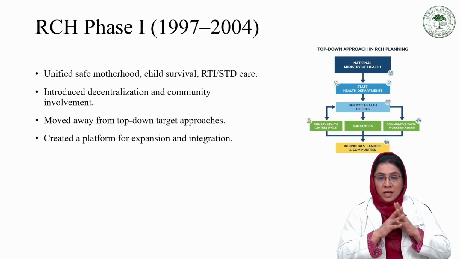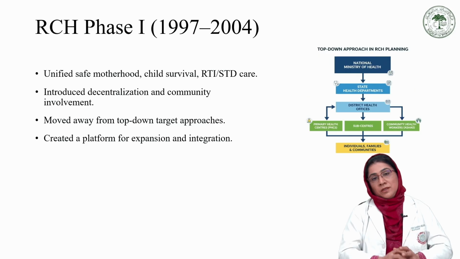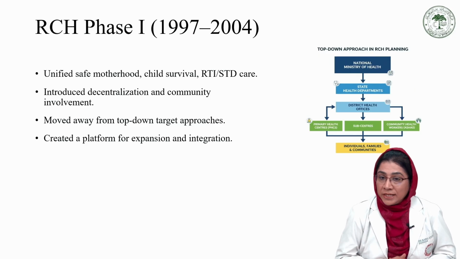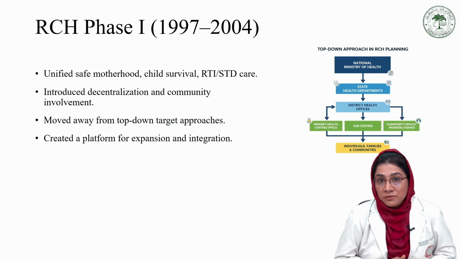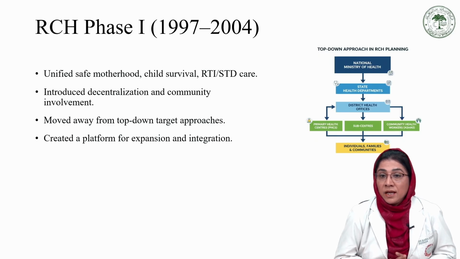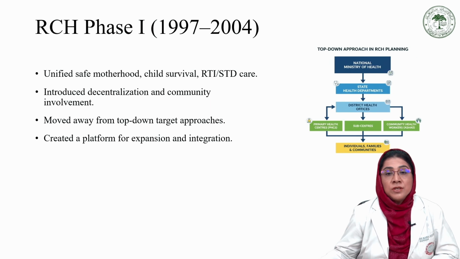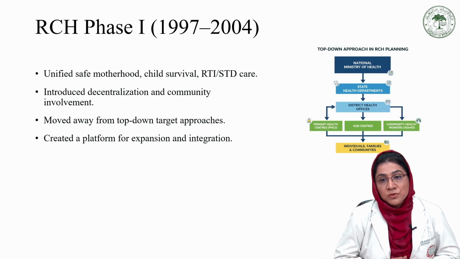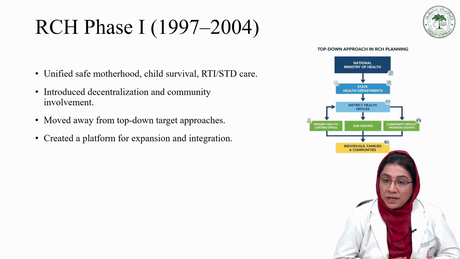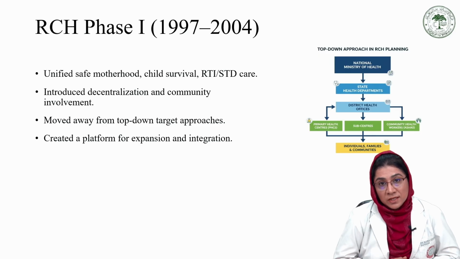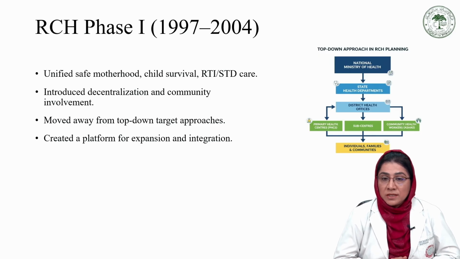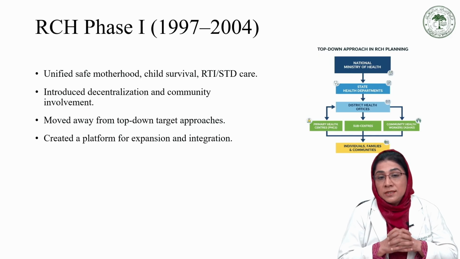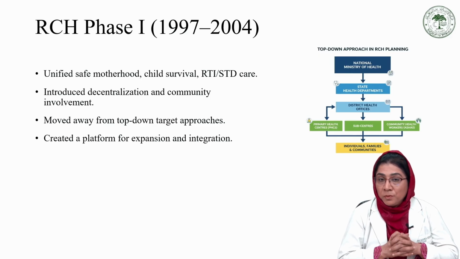Now, talking about RCH Phase 1. Phase 1 unified safe motherhood, child survival and care for reproductive tract infections, sexually transmitted diseases under one umbrella. The aim was to move away from fragmented projects towards integrated care. District level planning began to tailor responses to local needs. Communities were engaged to improve acceptance and coverage. While resources were stretched, the platform for integration was created. What matters for us today is how that platform shaped the current scope.